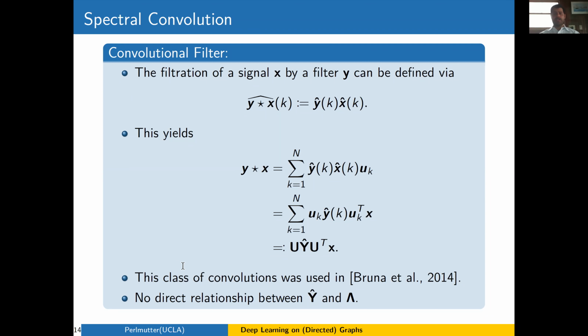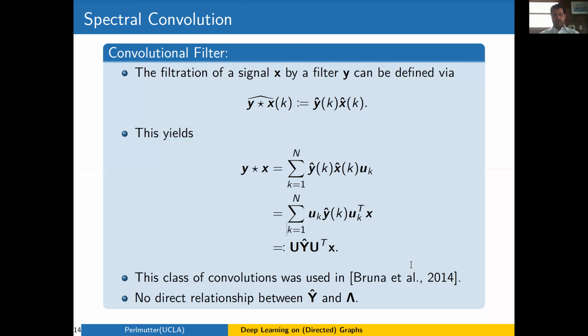Now, since the Fourier transform is invertible, that means we can define things based on the representation in the Fourier domain. And so we define the filtration of a signal x defined on the vertex set by a filter y to be the unique signal whose kth Fourier coefficient is the pointwise product of the Fourier coefficients of the filter and the original signal. Then we can plug this into our inversion formula and write y convolved with x is equal to the sum of y hat k x hat k times the kth eigenvector.